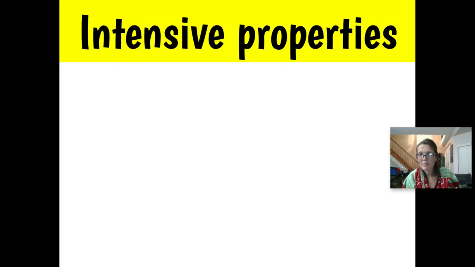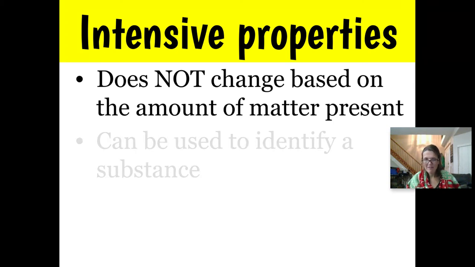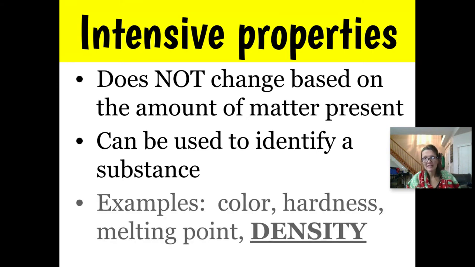The other type of property that I want you to know about is intensive properties. These properties we can use to identify substances. Maybe not necessarily all alone by themselves, but you can have a handful of intensive properties and be able to identify what something is. Intensive properties do not change based on the amount of matter present, and because of that, we can use them to identify a substance.